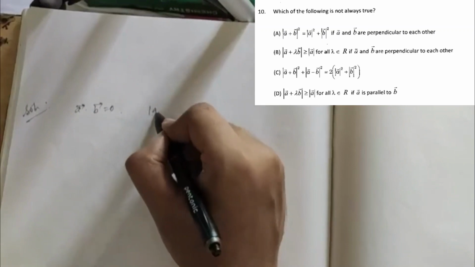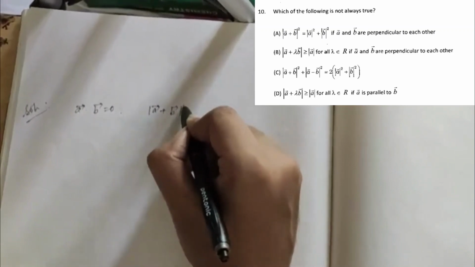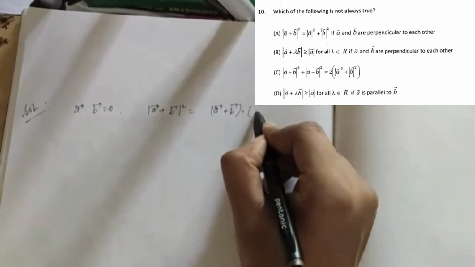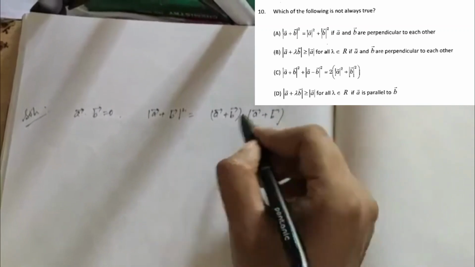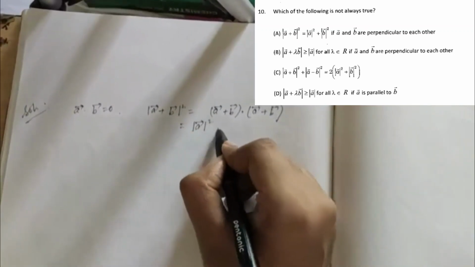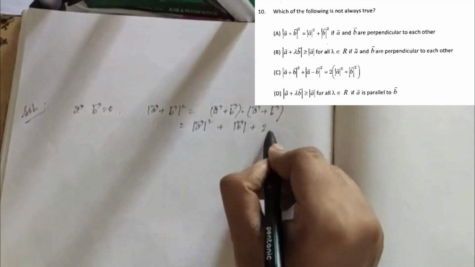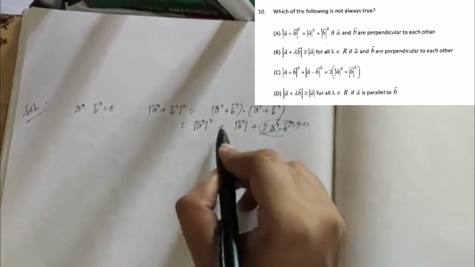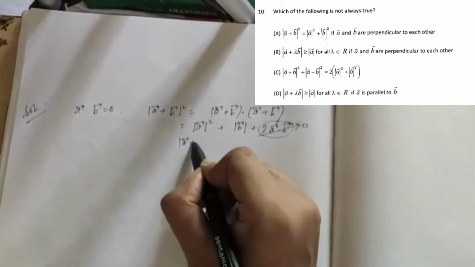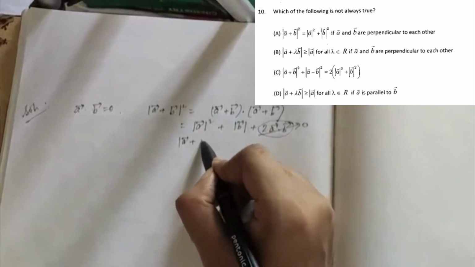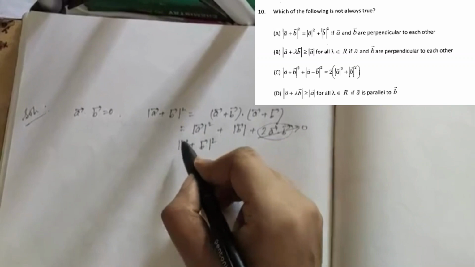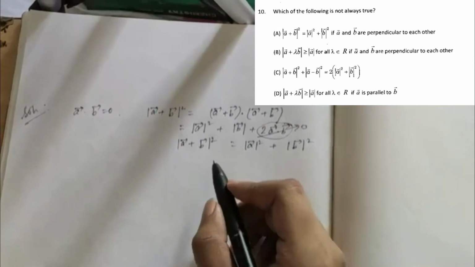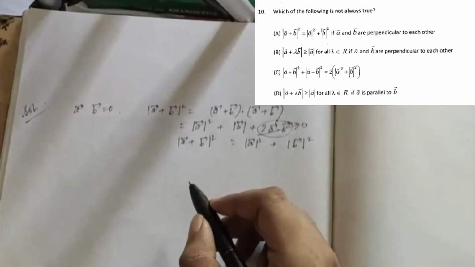So from option A, mod of vector a plus vector b, whole square, is equal to, we know that, (vector a plus vector b) dot (vector a plus vector b). So from here you get mod a square plus mod b square plus 2 a dot b, and since they are perpendicular, the a dot b term will be equal to 0, and mod of vector a plus vector b entire modulus square is equal to mod a vector square plus mod b vector square. So option A is correct. Option A is definitely correct.